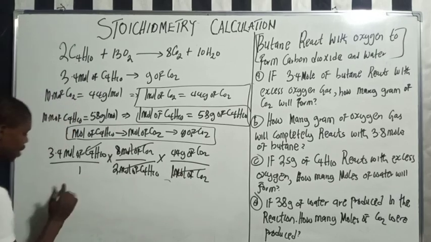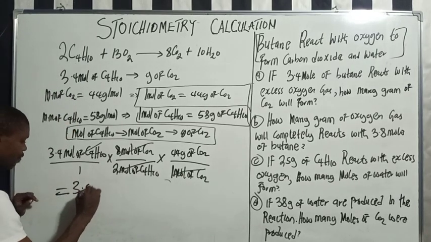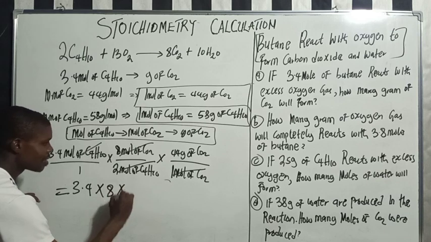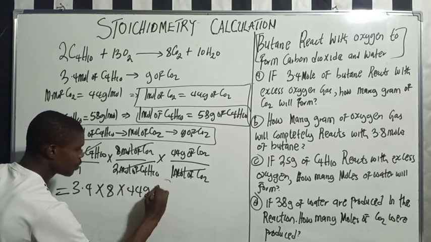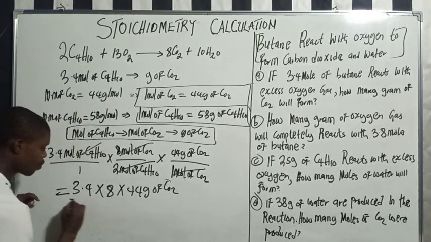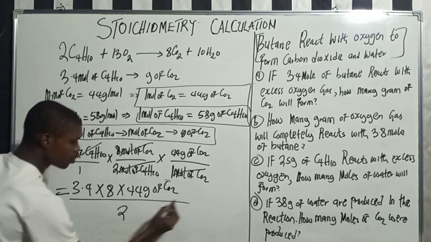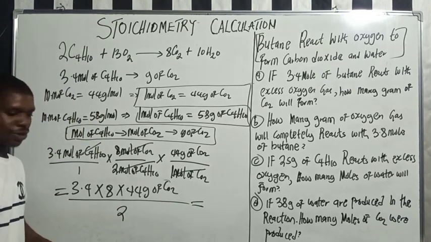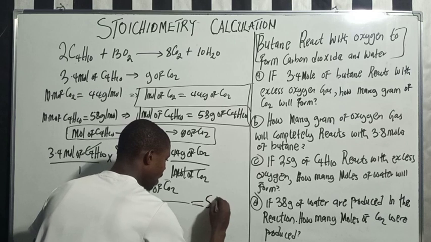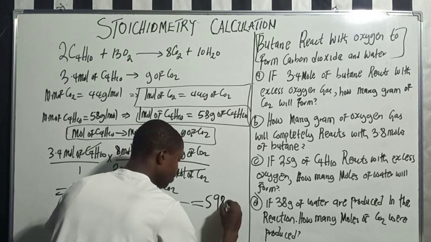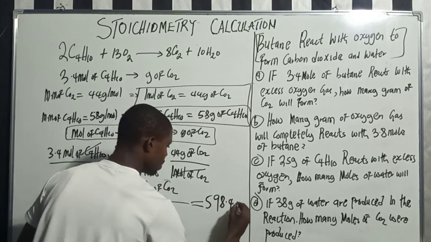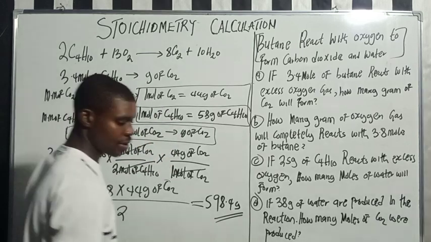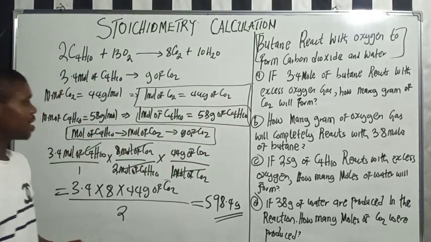So when you cancel that, what will happen here? You have 3.4 times 8 times 44 gram of CO2 over 2. So you have to punch your calculator and get your answer. 598.4 gram. This is the answer. Do you get that? This is the answer.